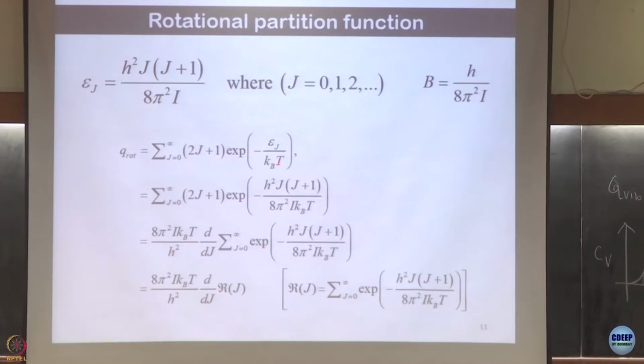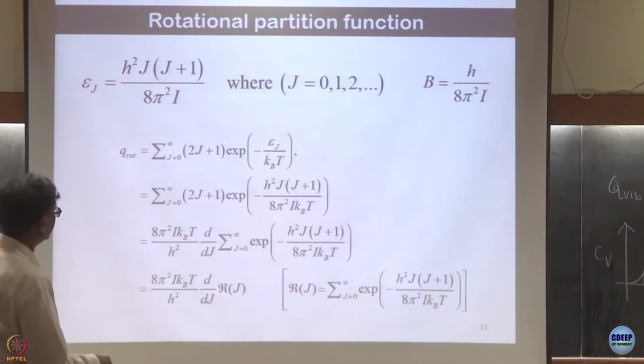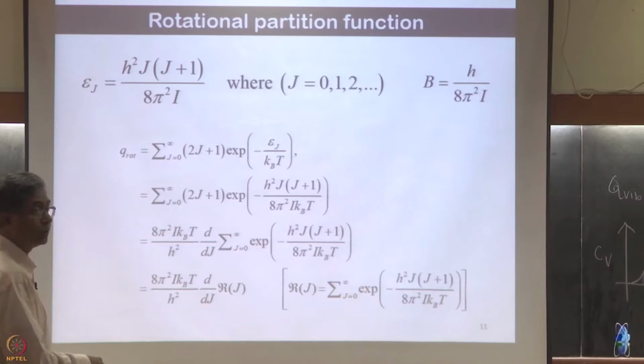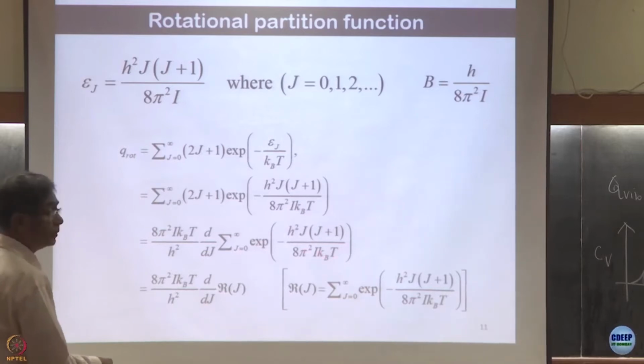So, I put it there, and this is the energy. So, I put the energy h squared J(J plus 1) over 8 pi squared I. Now, something very interesting here, did you notice that? If I take the derivative of that, I get that quantity. This is one beauty. If I take the derivative of that, what happened? J(J plus 1) becomes 2J plus 1, but I also get out h squared by 8 pi squared I k T, which I should then compensate for, and that is compensated here.